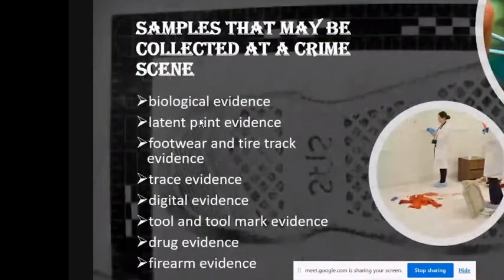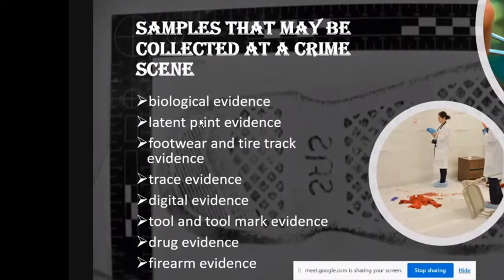Then we come to the samples that may be collected at a crime scene. What are the samples that we can collect from a crime scene? Number one, we see biological evidences, as for example, blood, bodily fluids, hair, and other tissues.